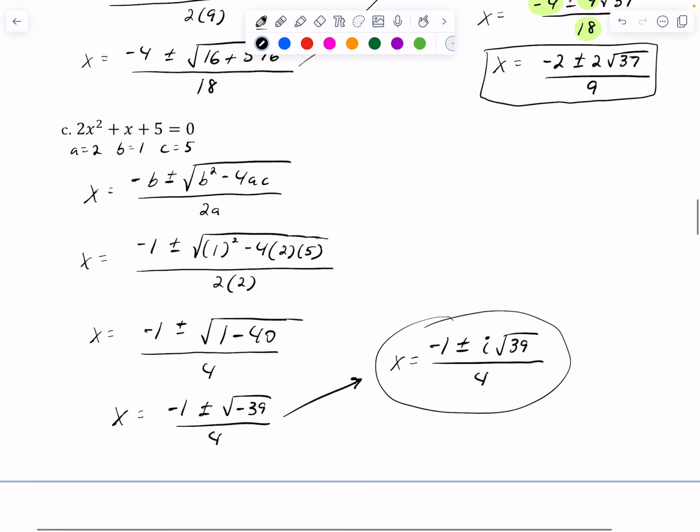All right, so that's it for those 3 ways of solving: using square roots, using factoring, and then the quadratic formula. All right, try the homework. Come see me if you have any questions.